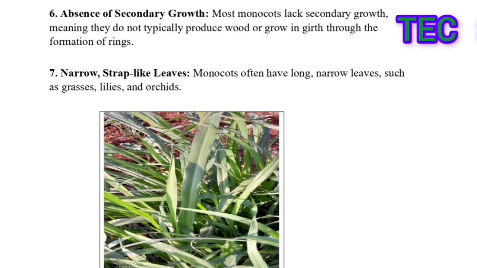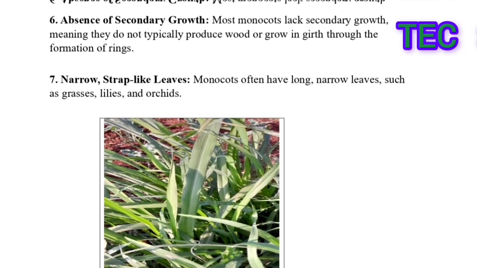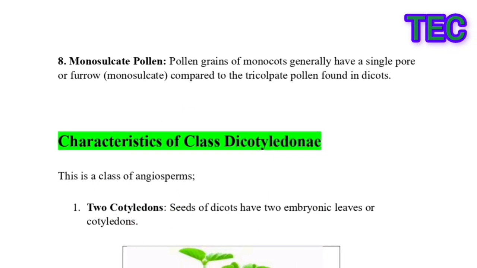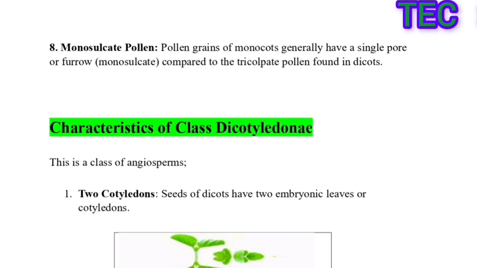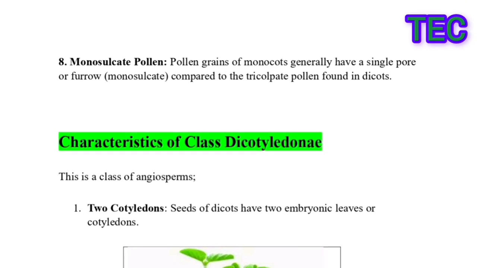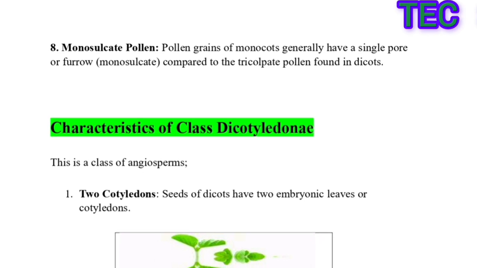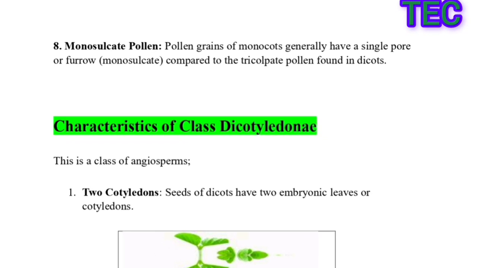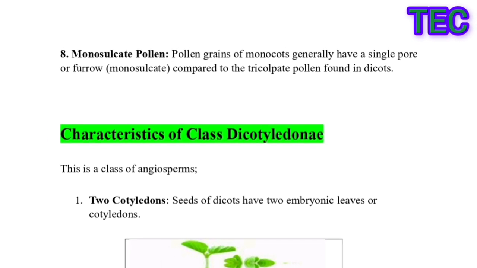Narrow or strap-like leaves. If you look at this one, it is a grass, with narrow leaves. Monocolpate pollen: the pollen grains of monocots generally have a single pore or furrow, monocolpate, compared to the tricolpate pollen found in dicots.